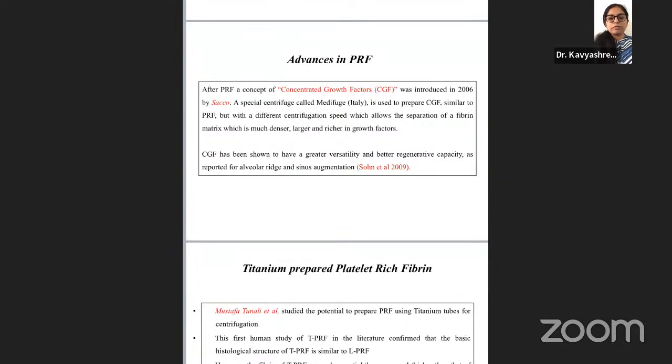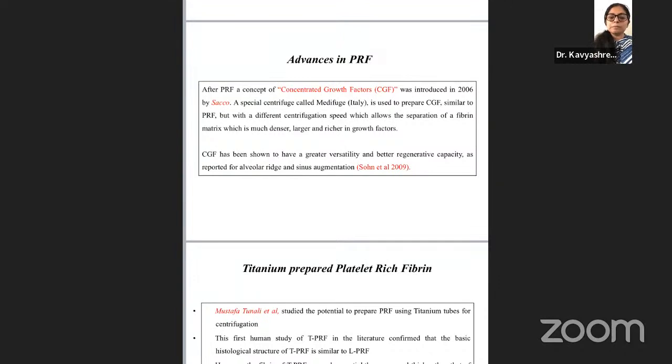After PRF, as I said, the third generation is advanced PRF. That is, there are 3 advances: IPRF, APRF, and TPRF. Along with that, there is one more new concept, CGF, concentrated growth factors, which was introduced in 2006 by Sacco. A special centrifuge called Medifuge is used to prepare the CGF, which is similar to the PRF but with a different centrifugation speed, which allows the separation of a fibrin matrix that is much denser, larger, and richer in growth factors.